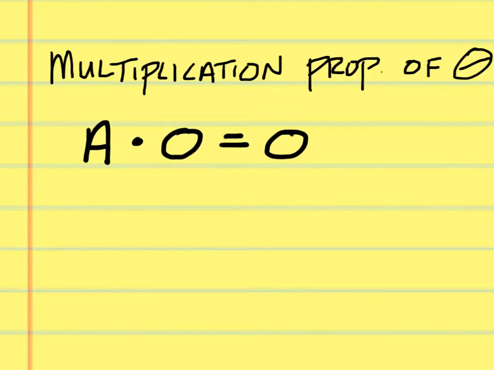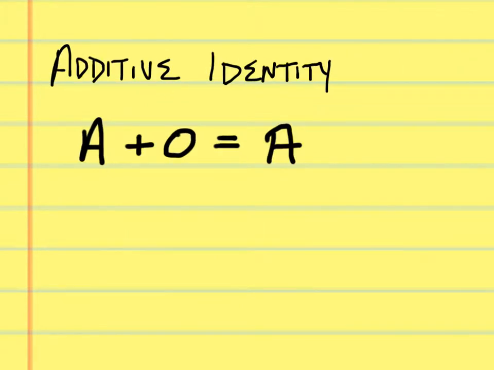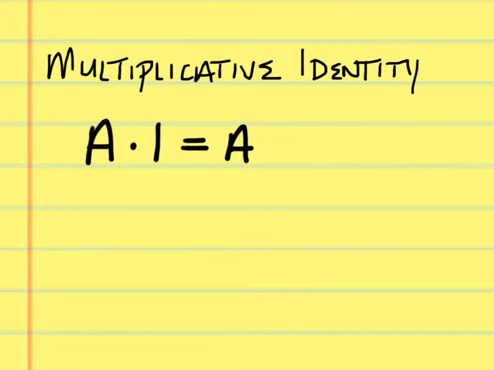The multiplication property of 0. If I multiply something by 0, the answer is 0. If I multiply negative 1.315 by 0, I get 0. The additive identity property. If I add 0 to something, it does not change the value of that something. 9 plus 0 is still going to be 9. The multiplicative identity. Multiplying something by 1 does not change that value. If I had 12 times 1, I still have 12.